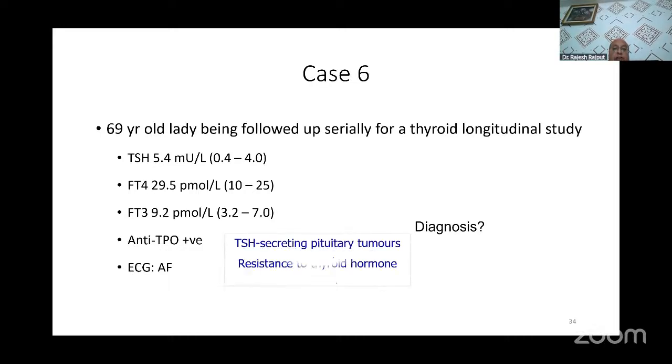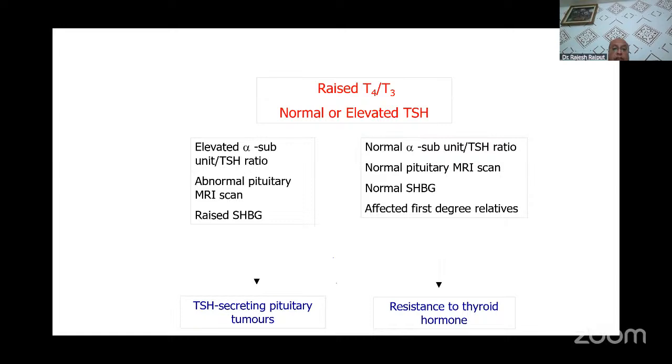So in such a case, the two important differential diagnoses are TSH secreting pituitary tumor and resistance to thyroid hormone. How to differentiate? This slide will summarize how to differentiate between these two, where all three are elevated. Now in TSH secreting tumor, pituitary MRI will be abnormal and sex hormone binding globulin is elevated. There is also an elevated alpha subunit, but measurement of this is not freely available in our country.